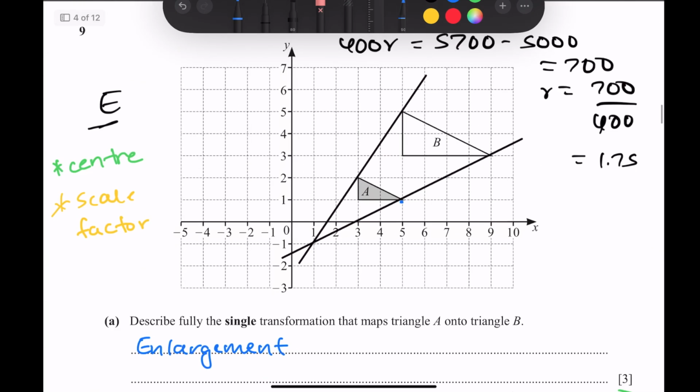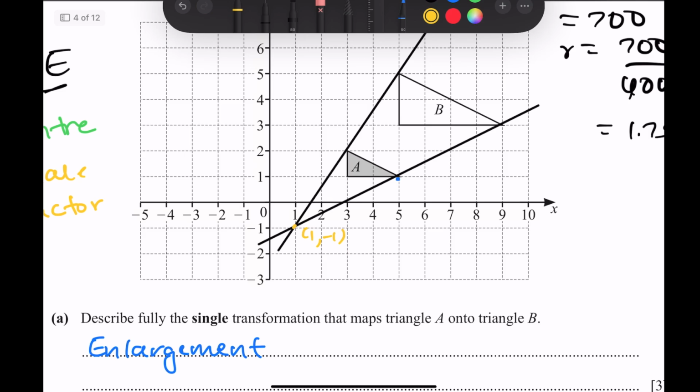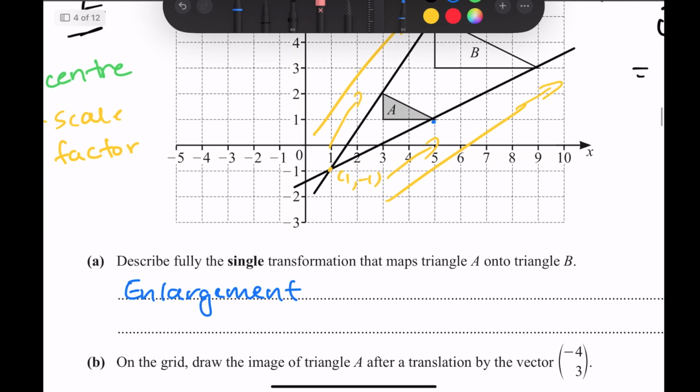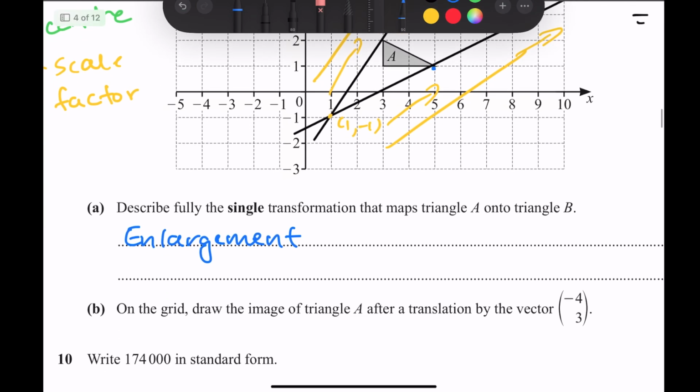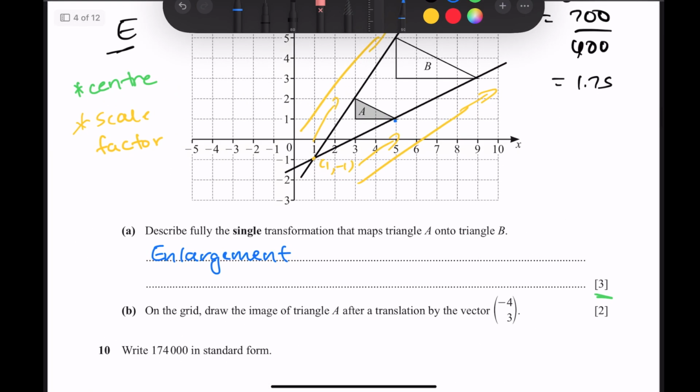But we can see roughly that the center is at 1 comma negative 1, since these two lines intersect where the center of enlargement is. As you can see, this is where A is and this is where B is compared to the center. So the second point in this 3-point question is: enlargement at center 1 comma negative 1.